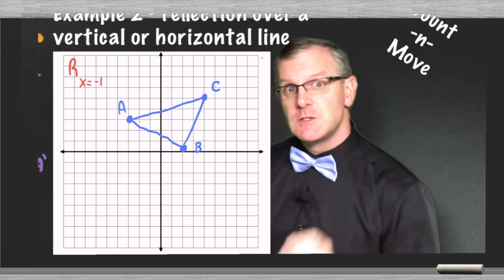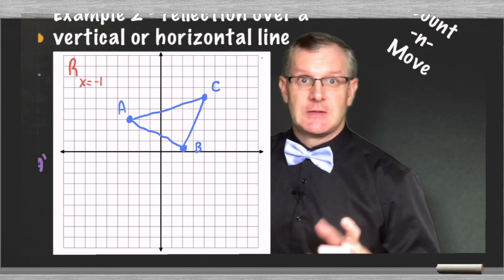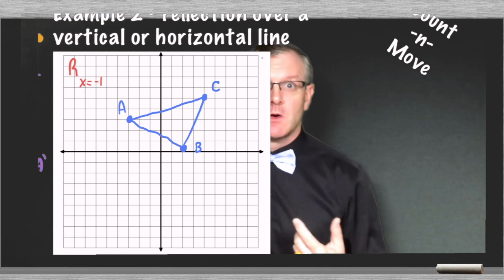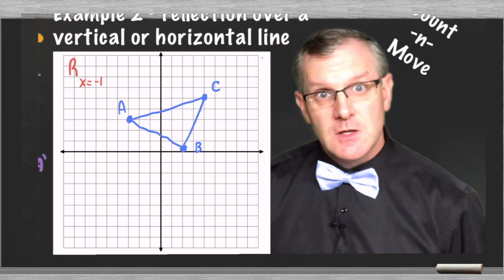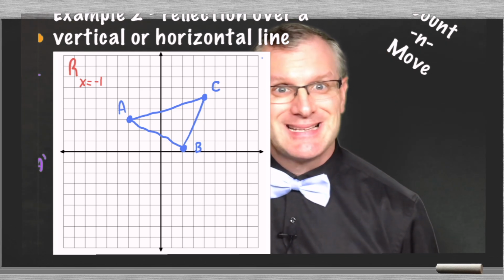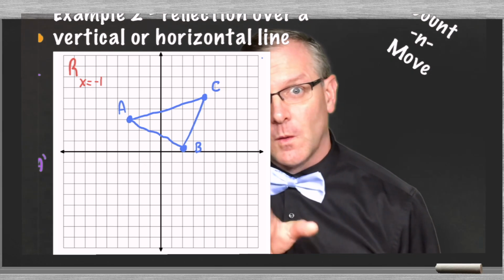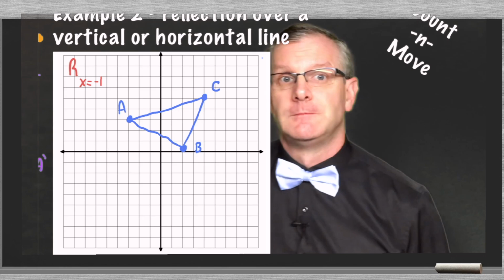Problem number 2. In this case, we're going to be reflecting over a line that's not the x-axis, not the y-axis, not the line of inverse, but is nonetheless still either a vertical or horizontal line. Our instructions say we're going to reflect this figure ABC over the line x = -1. So it's going to be a vertical line going through x = -1.